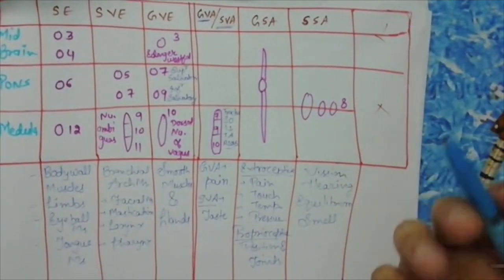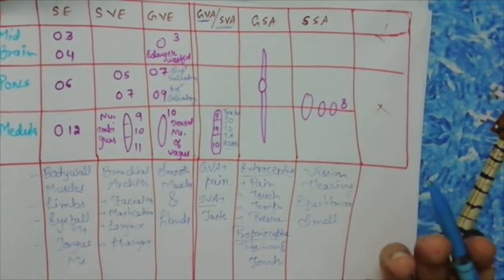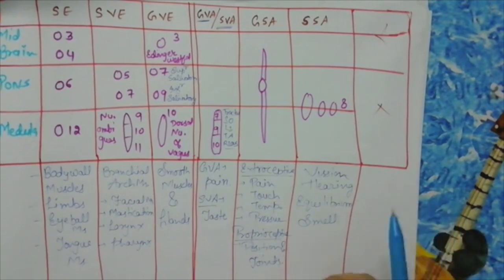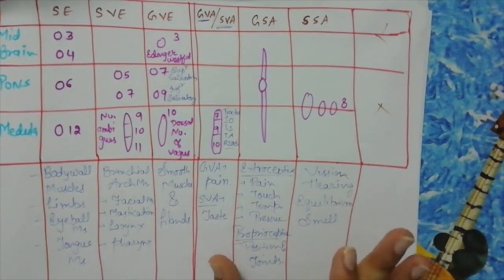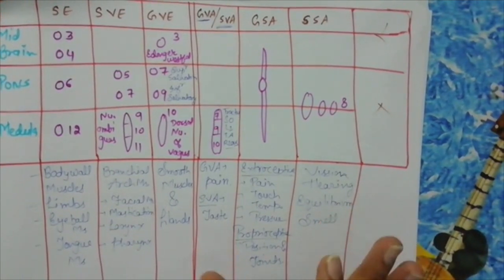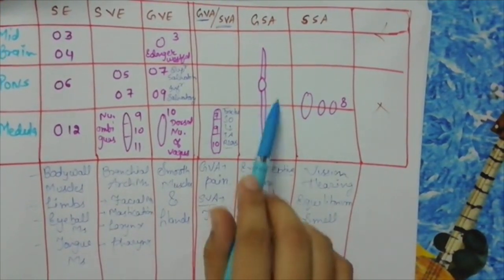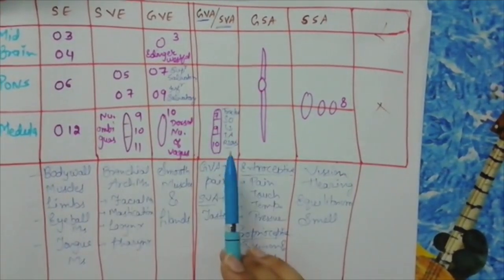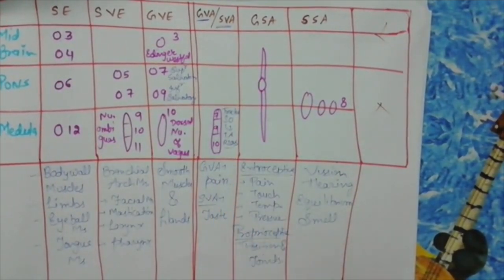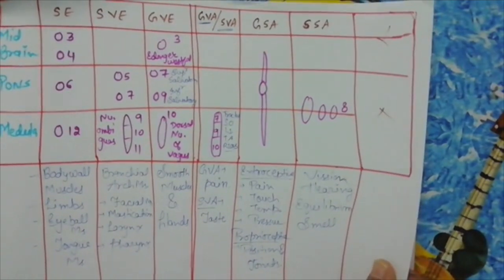So now I think you are clear. Now you can write all the functional components and nucleus of all the cranial nerves. So this table is very useful, and you have to remember this, you have to learn this.